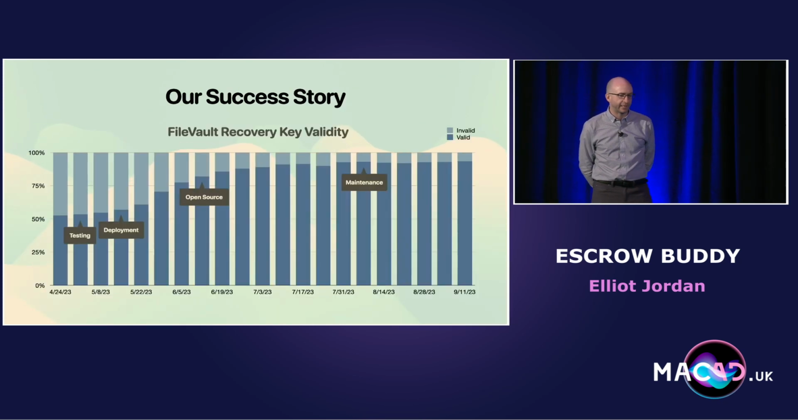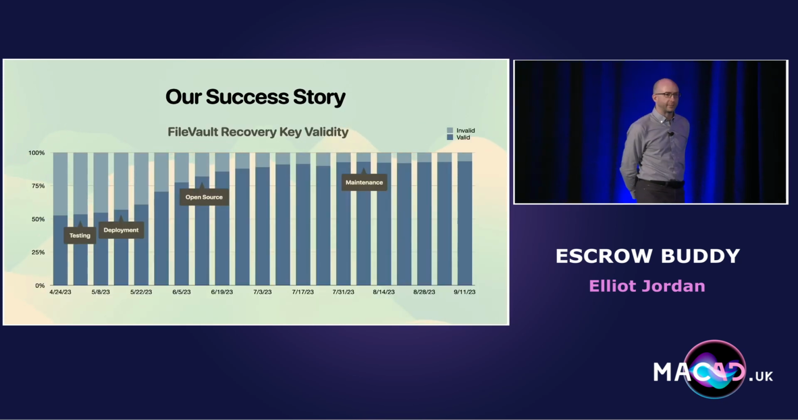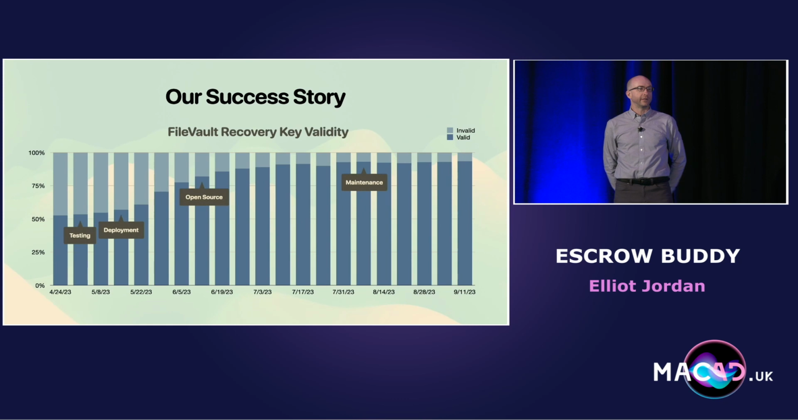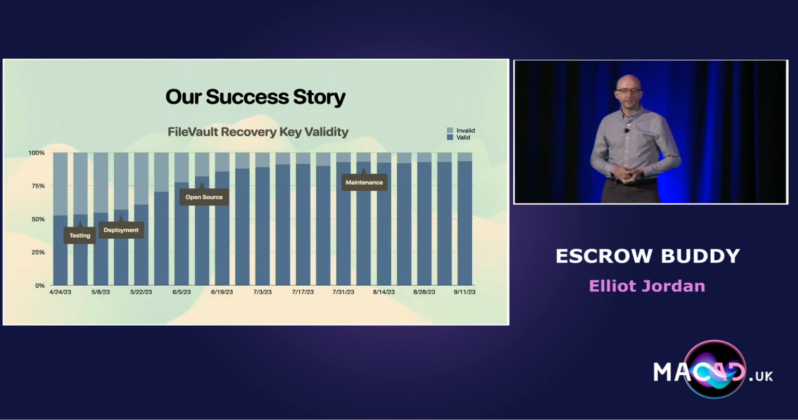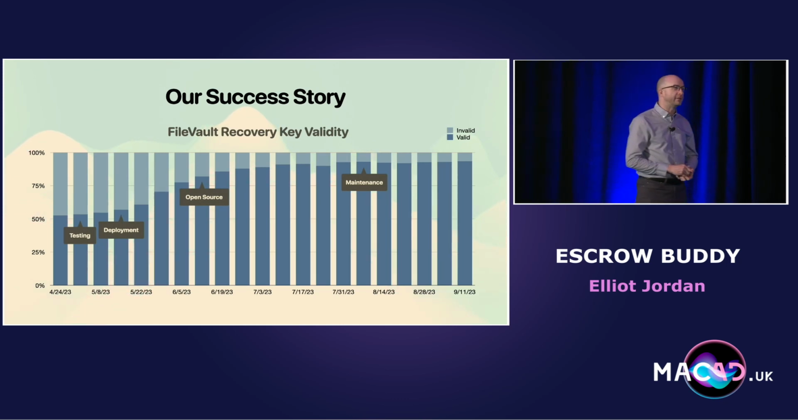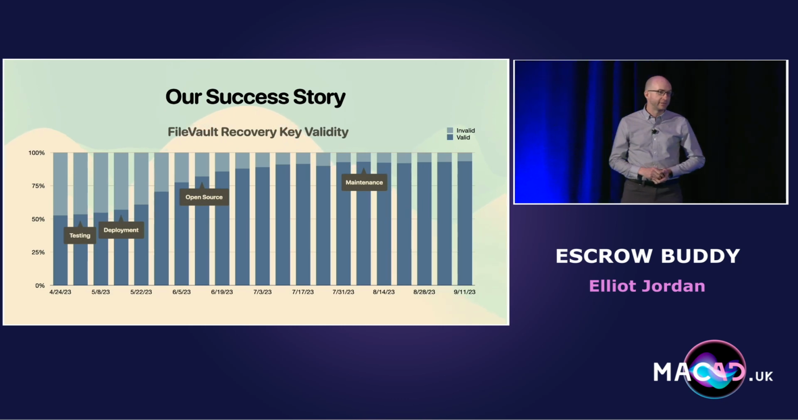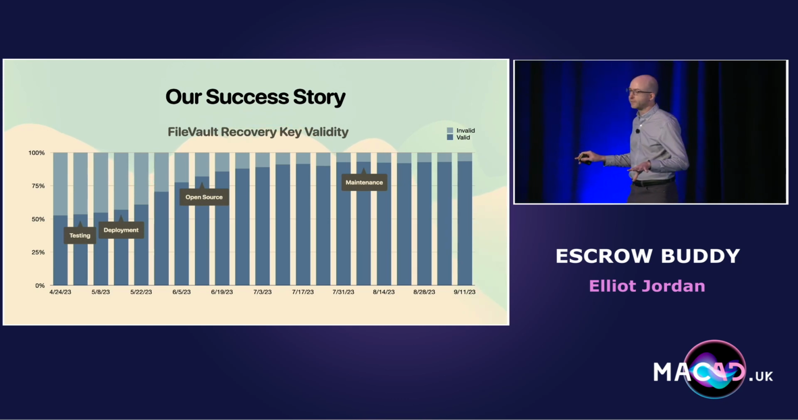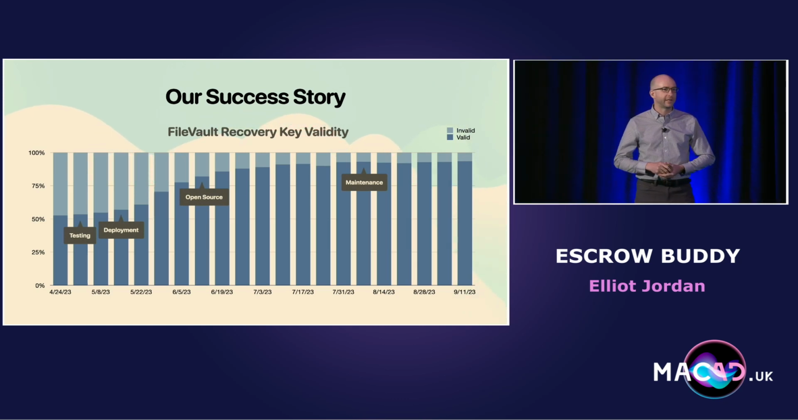So here's just a snapshot from last year. When we started this project, about half of our Mac fleet had invalid or missing personal recovery keys, mostly because they were encrypted prior to enrollment in our MDM. We started testing Escrow Buddy in about March, April of last year, and then deployed broadly to Macs in May. And it helped us go from about 50% to almost 95% key validity in just a few months. And this is with no prompts, no communication to users, no additional context setting or anything like that, just letting people log in the next time they logged in. And we went from 50 to 95.